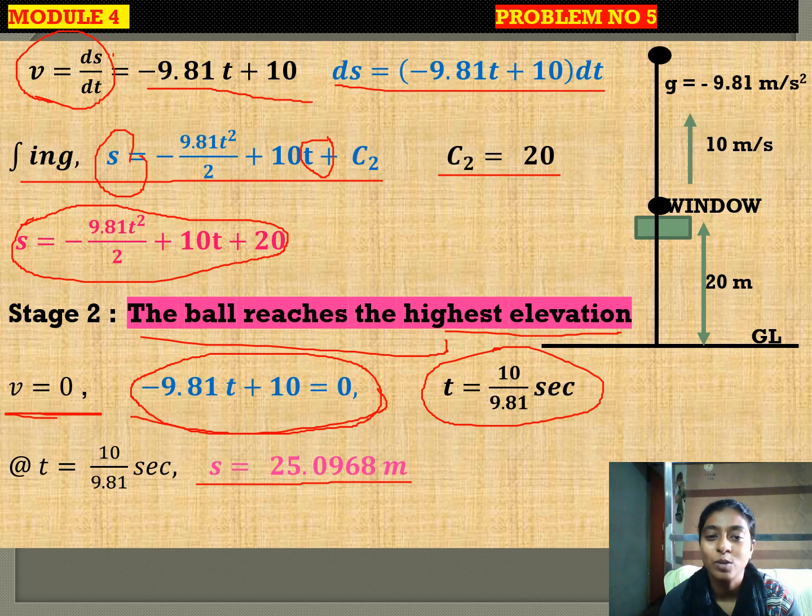25.0968 meter from the ground level and 5.0968 meter from the window. We'll move on to the next problem.